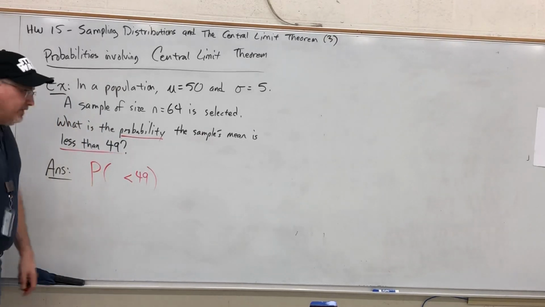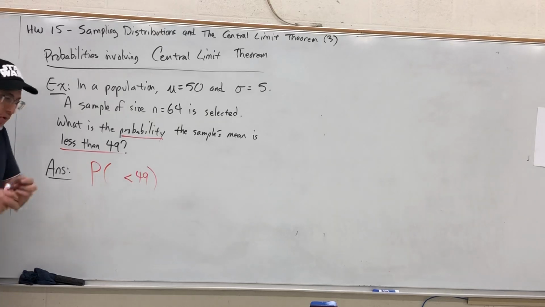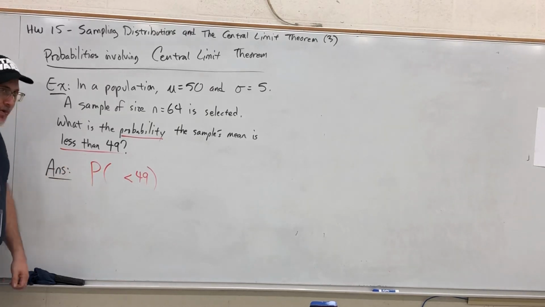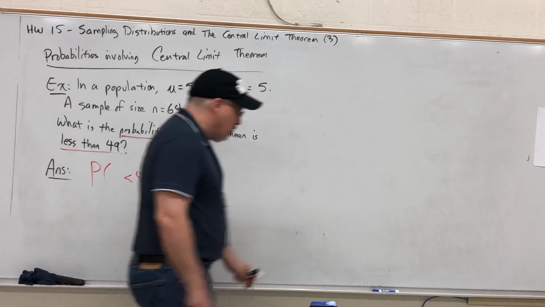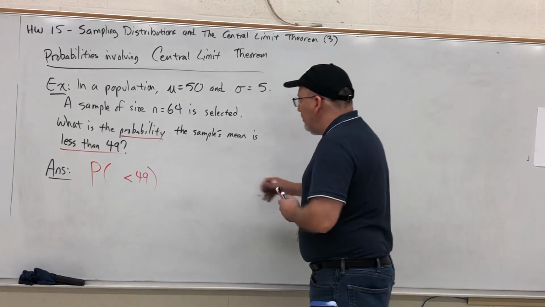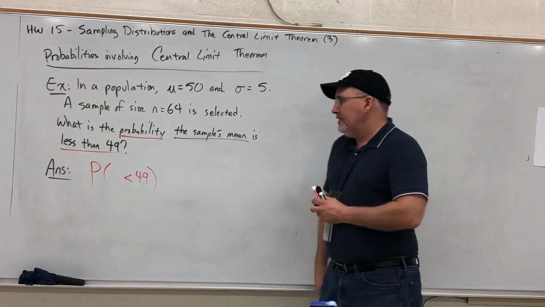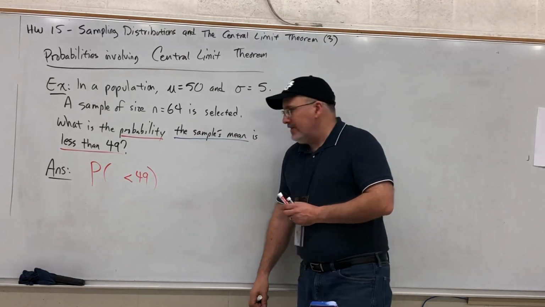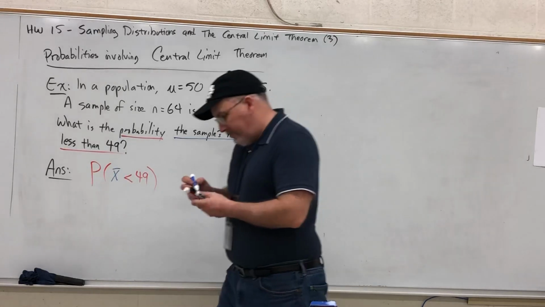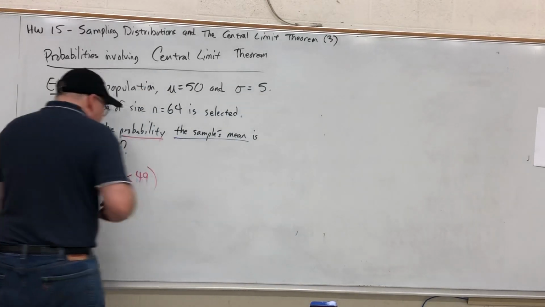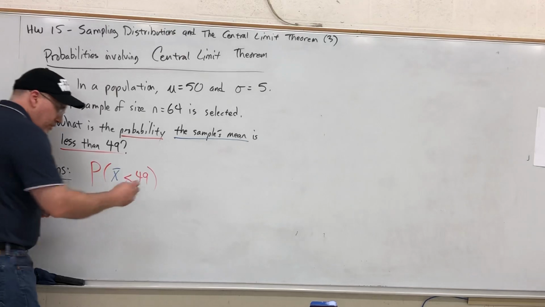But what? It is crucial from this point forward that when you set up a probability problem, you put the correct variable here. And the correct variable is the variable that represents the sample's mean. And the variable for sample mean is x bar. So this is the question we're attempting to answer.